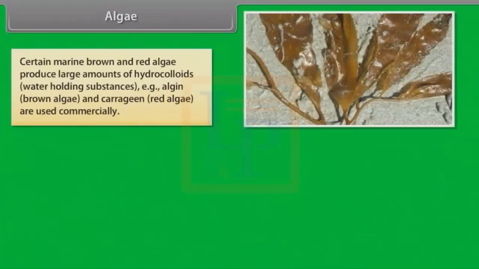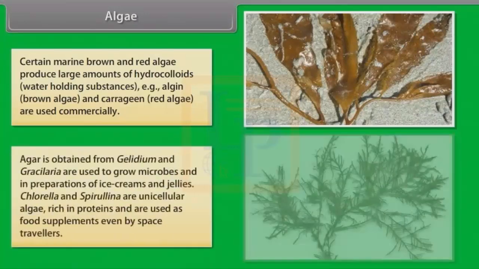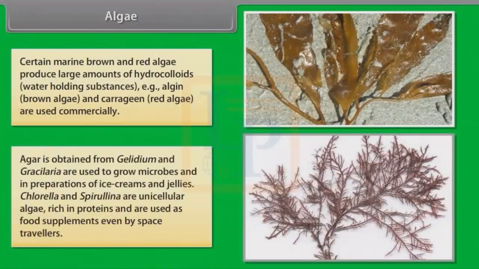Certain marine brown and red algae produce large amounts of hydrocolloids, water-holding substances, that is, algin from brown algae, and carrageenan from red algae, which are used commercially. Agar obtained from Gelidium and Gracilaria is used to grow microbes and in preparations of ice creams and jellies. Chlorella and Spirulina are unicellular algae rich in proteins and are used as food supplements even by space travelers.